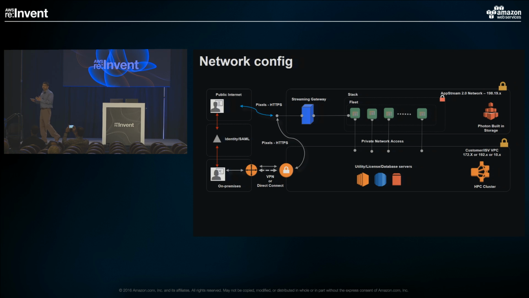This is what we earlier talked about, working with your IT. If you have this VPC set up, you don't need to change any configurations. These streaming instances are provisioned in your VPC. And all the traffic will flow through this gateway, either through the public internet if you choose to, or through your corporate network.